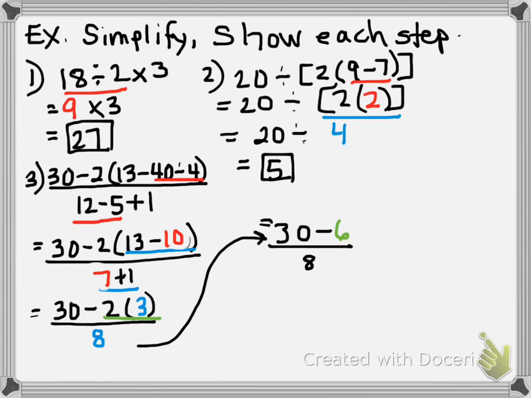So I have one more problem to do on the top. Very easy problem. 30 take away 6 is 24 over the 8. And then my final answer, 24 divided by 8, is 3. Okay, I have a next problem we're going to do.